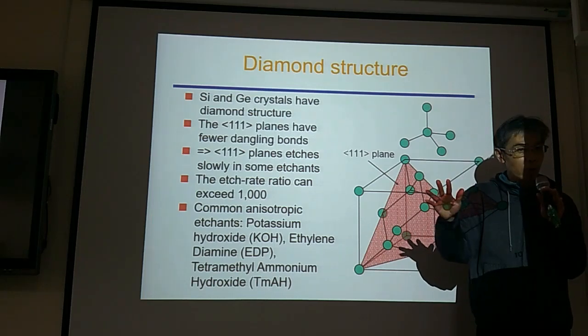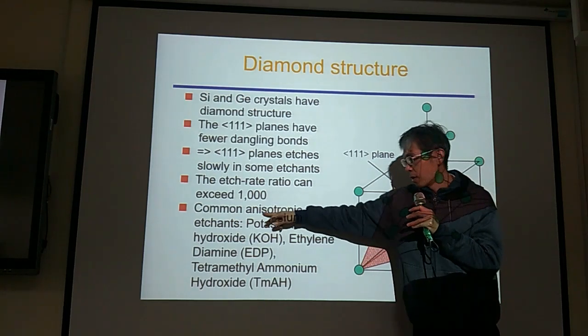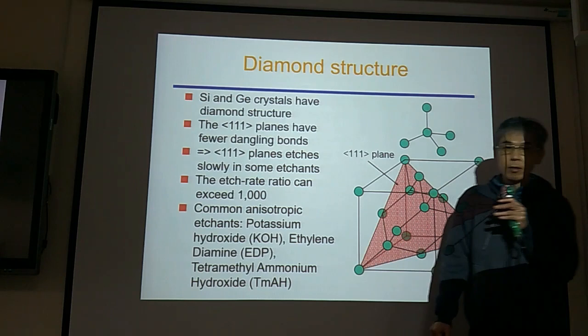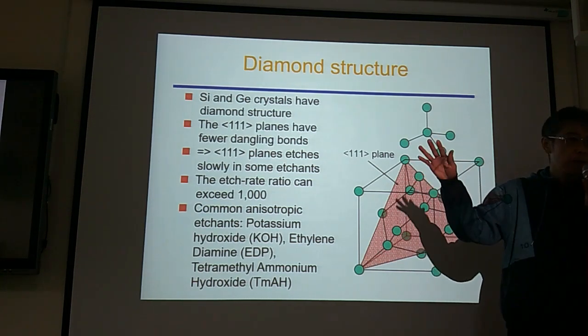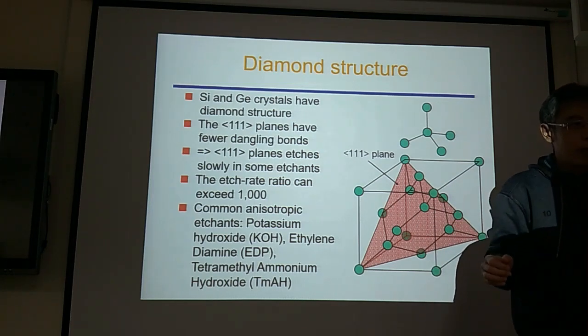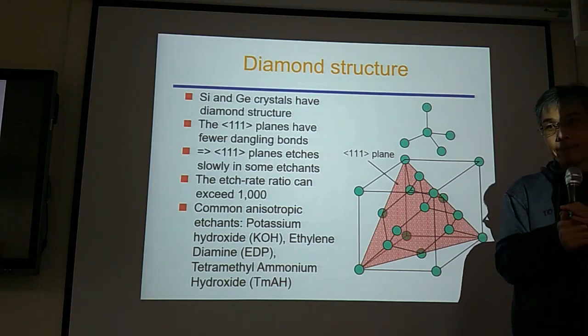So we have isotropic agents, and we have anisotropic agents, meaning the etching speeds in different directions are different. Okay? So any problem so far? Any question?